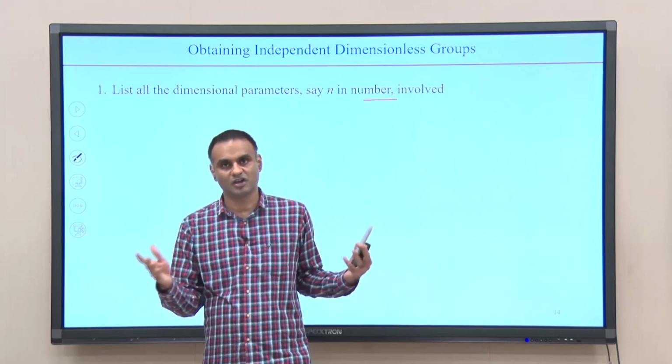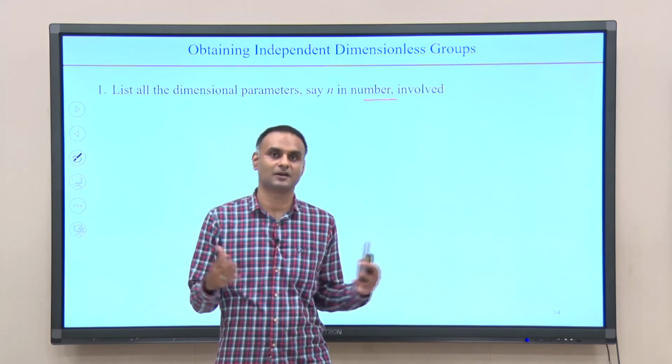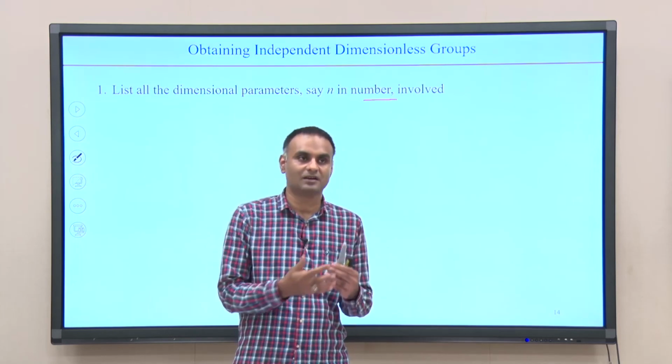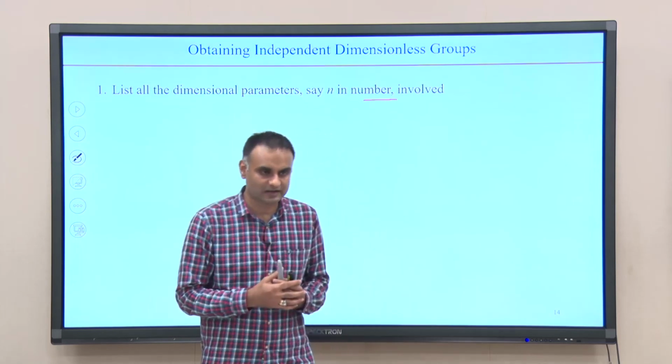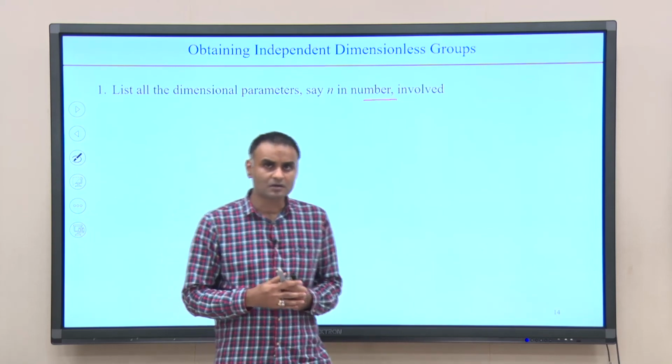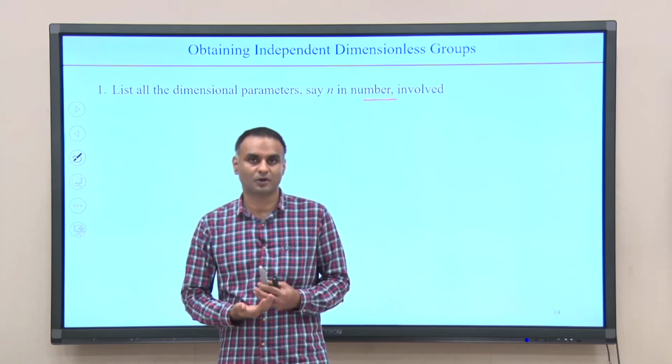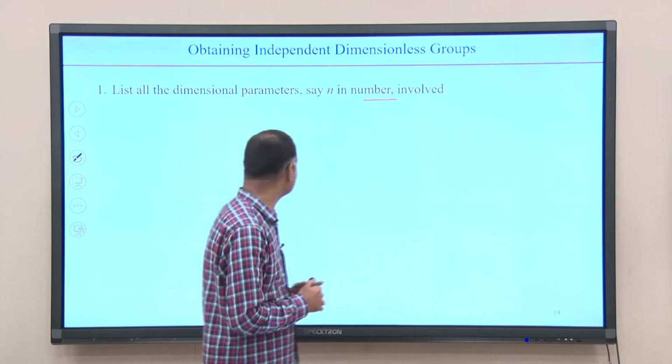If the cylinder is of infinite length, then the length of the cylinder. If it is a rectangular pipe, then the 2 dimensions of the rectangle. Area might be important, the volume in some cases might be important. So, dimensional parameters.